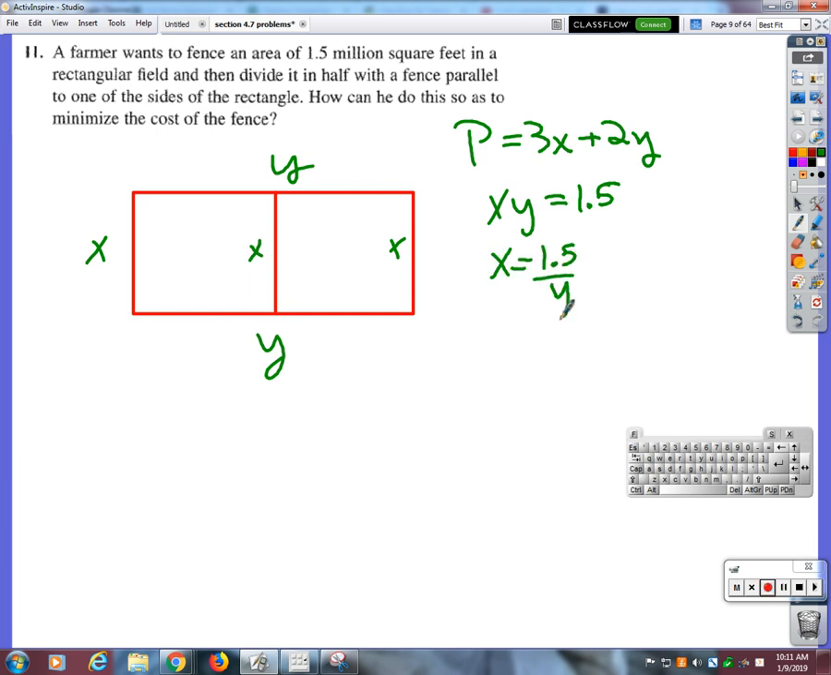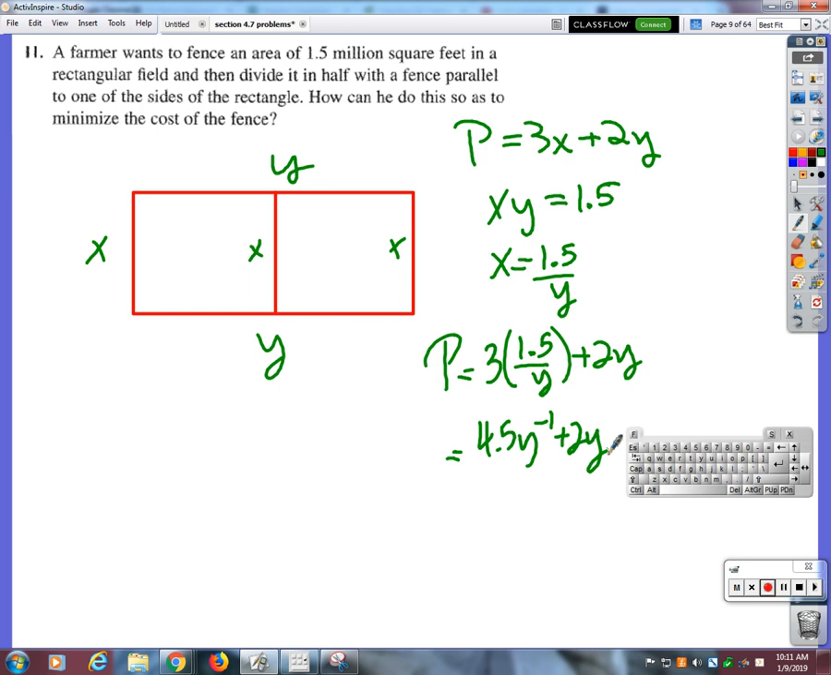X over 1.5 equals y. So now we can write the perimeter as 3 times 1.5 over y plus 2y, which simplifies to 4.5y to the negative 1 plus 2y. How do we do so far? You all right about that? Because 3 times 1.5 is 4.5, and I can get this y to the first power on the bottom up to the top by making it a y to the negative 1.